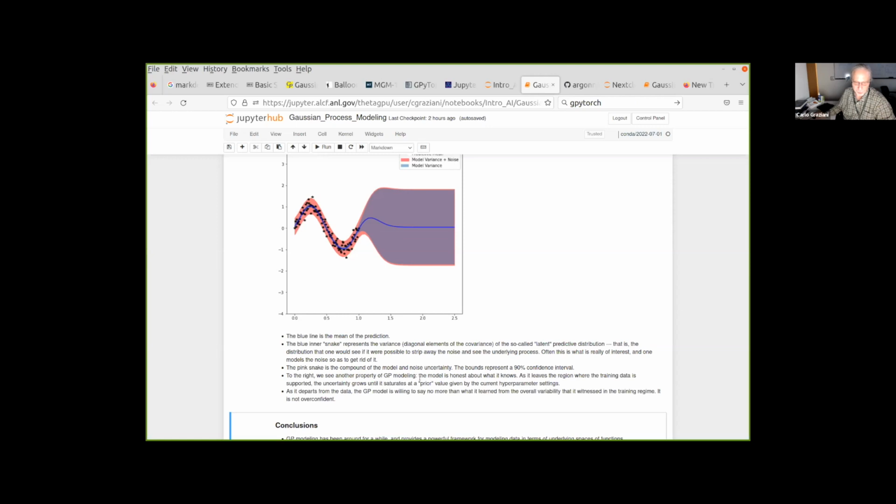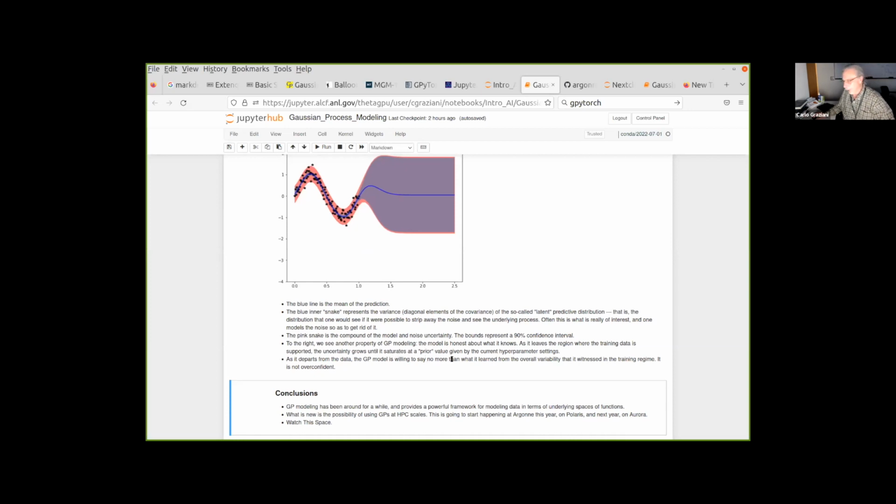Here you can see this property of Gaussian process modeling. The model is honest about what it knows and what it doesn't know. As it leaves the data where it trained, the uncertainty grows until it's telling you, okay, we've gone far enough from the data that I don't know very much about what the data would be doing here anymore. All I'm going to tell you is what I learned back here from the whole range of how much the data was varying. That's all I'm going to tell you, because we've moved too far from the domain of support of the data. So it's not willing to be overconfident about the data, which is actually a nice property of Gaussian processes.